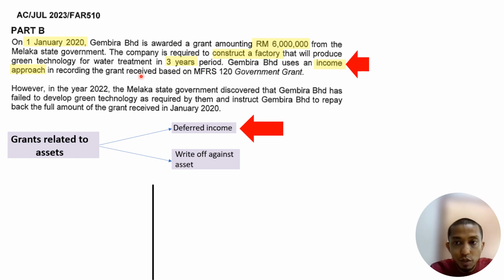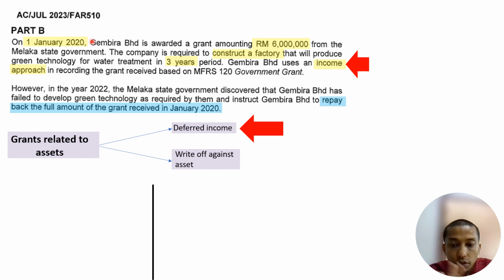However, in year 2022, the Malacca state government discovered that Gembira Berhad had failed to develop this technology as required, so they instructed Gembira Berhad to repay the amount in full. In full means how much? 6 million, which they received in January 2020. So you see the dates: they received it in 2020, and after 2 years, in 2022, they were unable to perform, so they need to return it.